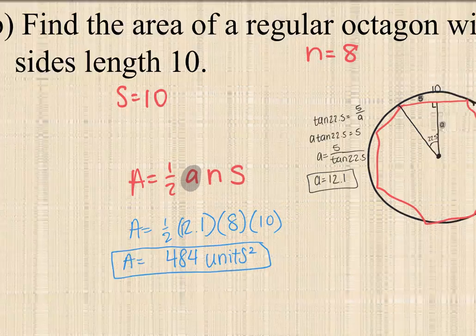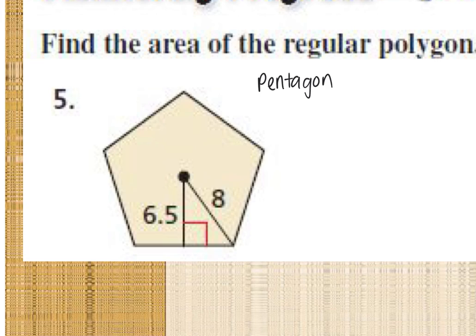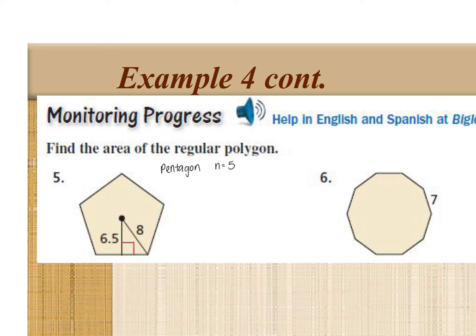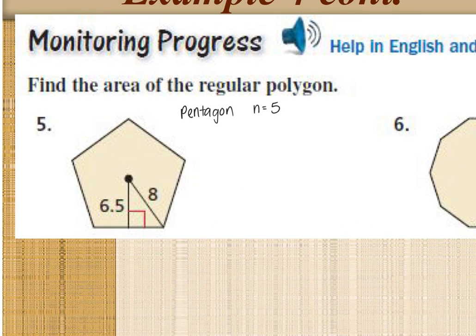Booyah. All right, so the next two examples are our extra practice, okay? Go ahead and give them a shot. Just remember, I recommend you always write out A equals 1/2 times a times n times s, so you can figure out, okay, what am I missing? What do I need to find using those triangles from inside the figure? All right, good luck.